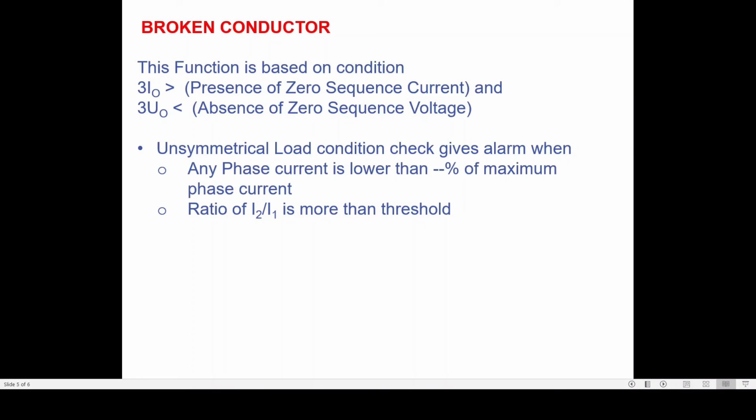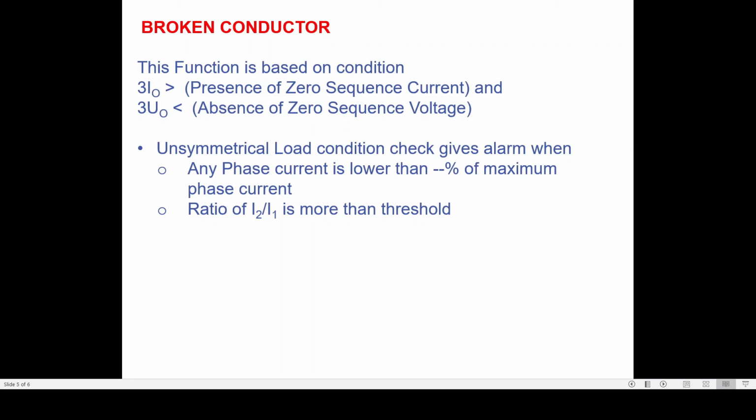Tripping is not provided. It is generally assumed that in case of a broken conductor, after some time delay of 1 or 2 seconds, the conductor will touch the ground and the broken conductor case will transfer to a single line to ground fault, and the relay will definitely issue a trip command on the basis of the single line to ground fault. And if you are using broken conductor for tripping, then there are chances of incorrect tripping in case of heavy load mismatches between the three phases.